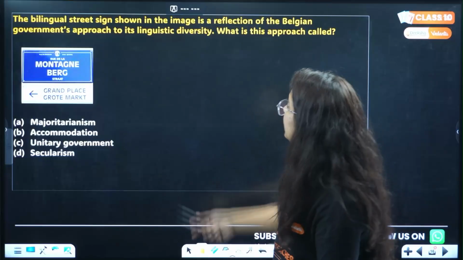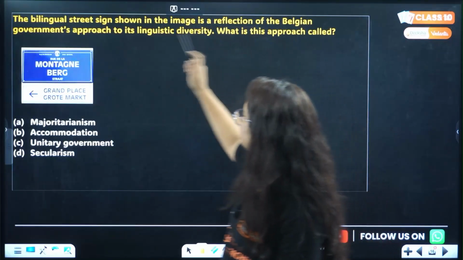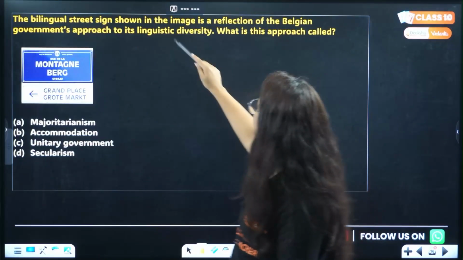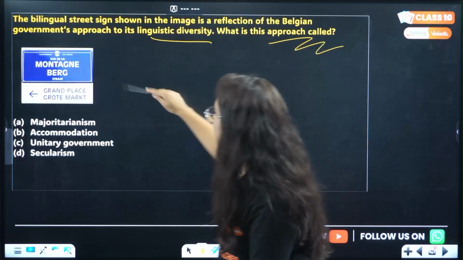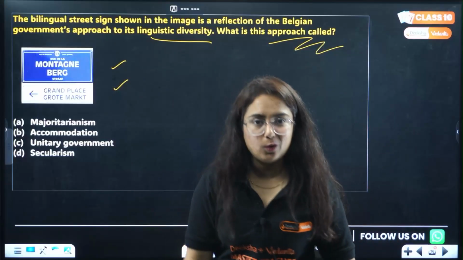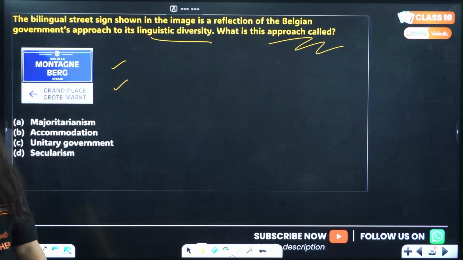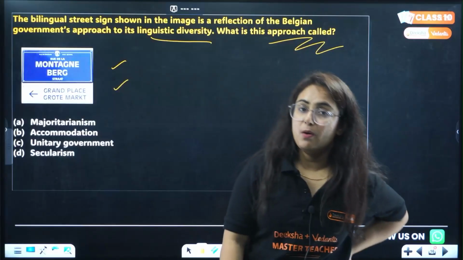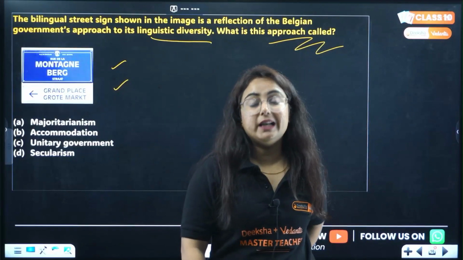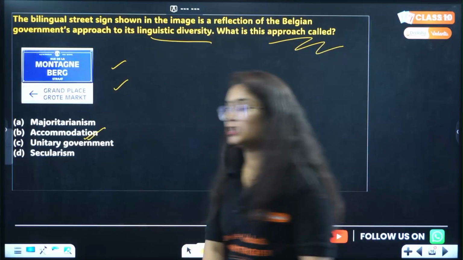Right? So the bilingual street sign shown in the image is a reflection of the Belgian government's approach to its linguistic diversity. What is this approach known as? So here both the languages are chosen in the signboard, and if this nation made Dutch the only official language, what do you think the signboard will speak about? Only that language. However, they choose to be accommodating the diversity, and hence this is known as accommodation.